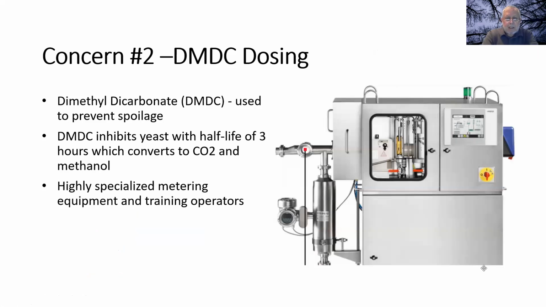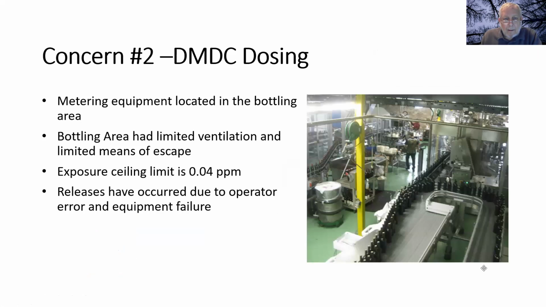Concern number 2, DMDC dosing. Dimethyl dicarbonate is used to prevent spoilage. DMDC inhibits yeast with a half-life of 3 hours, and converts to CO2 and methanol. It requires highly specialized metering equipment and trained operators. That looks like a pretty sophisticated piece of equipment there, which probably does need some training. The metering equipment is located in the same area, the bottling area, so they have the same concerns: limited ventilation and limited means of escape.